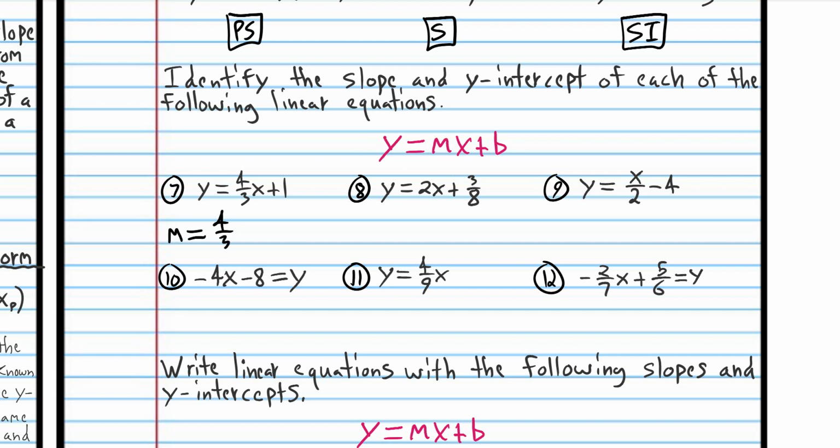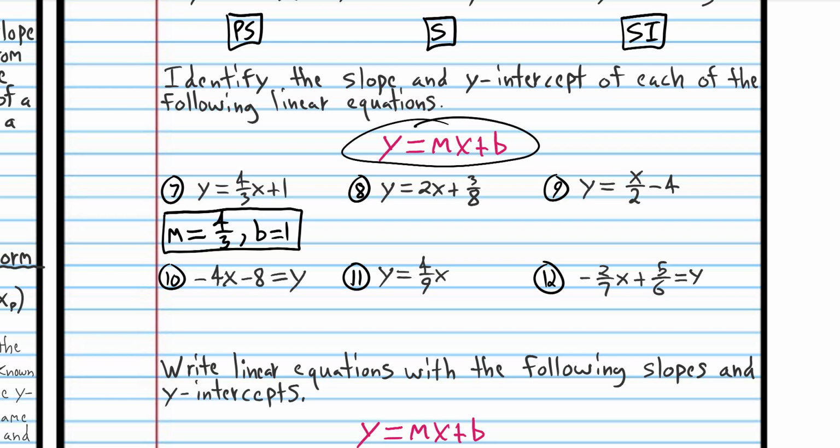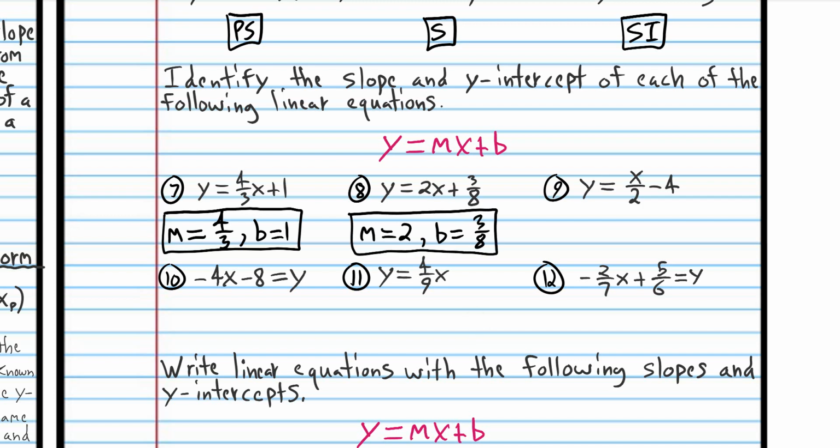So we can see the slope just by looking at this equation. It's the number next to the x. It's 4/3. So that means that the line is going up from left to right. And the y-intercept is 1. Again, because these equations are in slope-intercept form, we can see the slope and the y-intercept just by looking at them. The slope is 2 for this one, and the y-intercept is 3/8. Again, the slope is always the number next to the x.